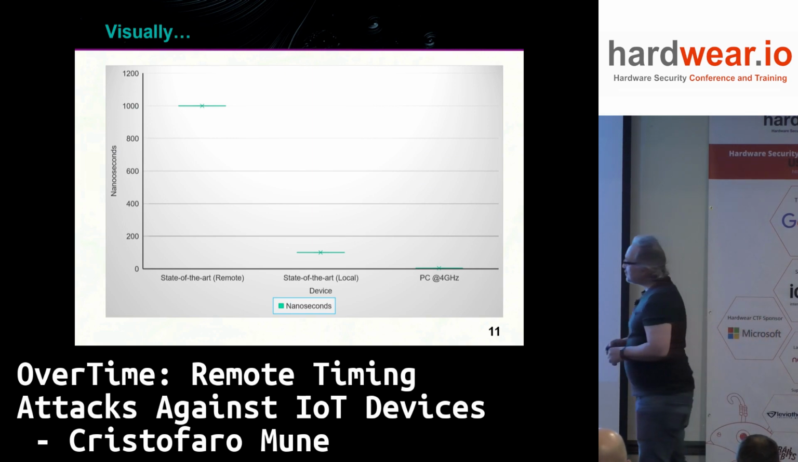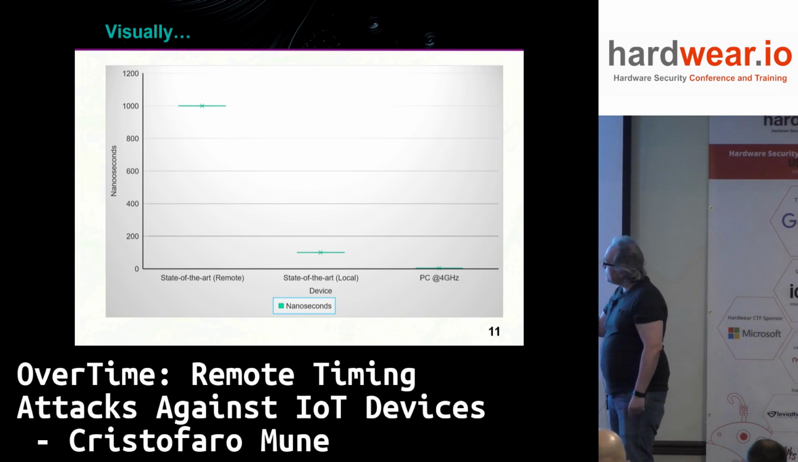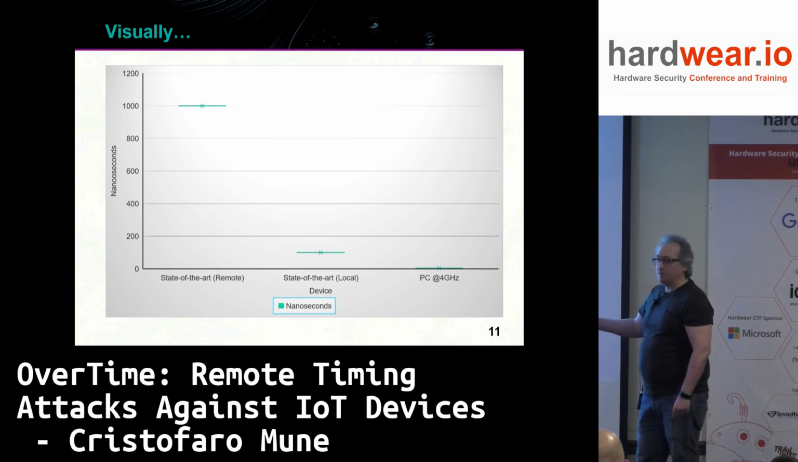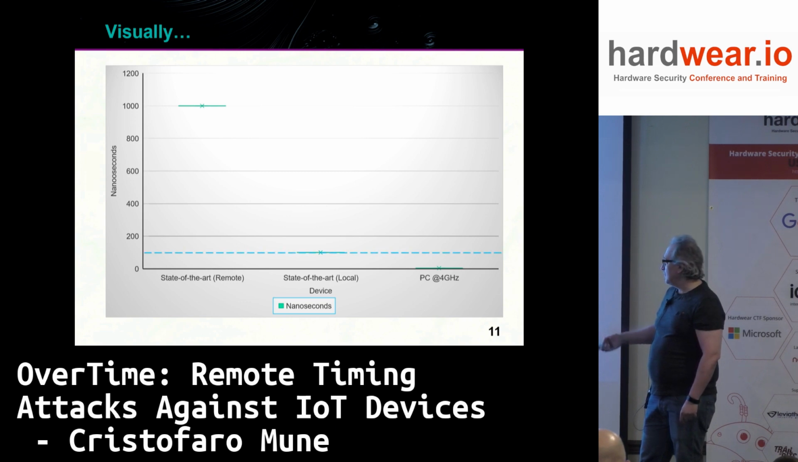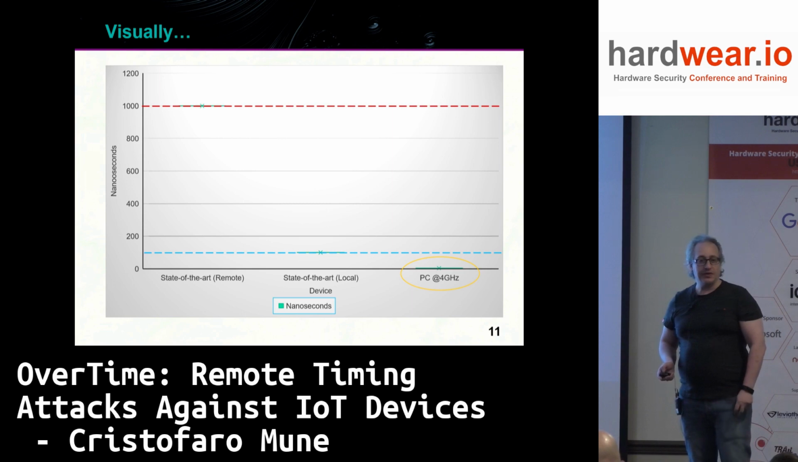So basically we are in a situation where the state-of-the-art remote attack can measure 1000 nanoseconds, or 1 microsecond. Locally you can actually do better than that, and the PC is more or less like this. So no, I don't think we have enough precision.